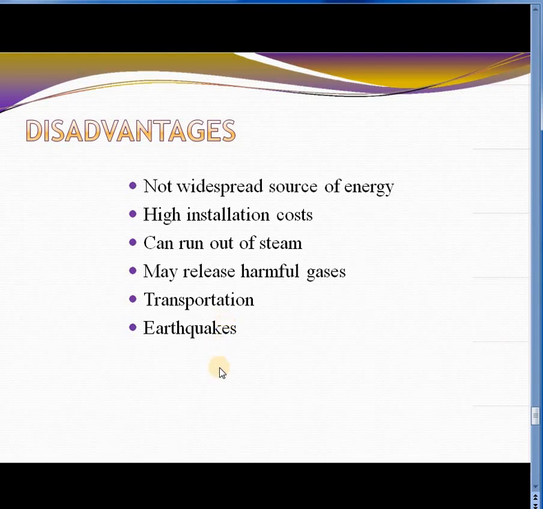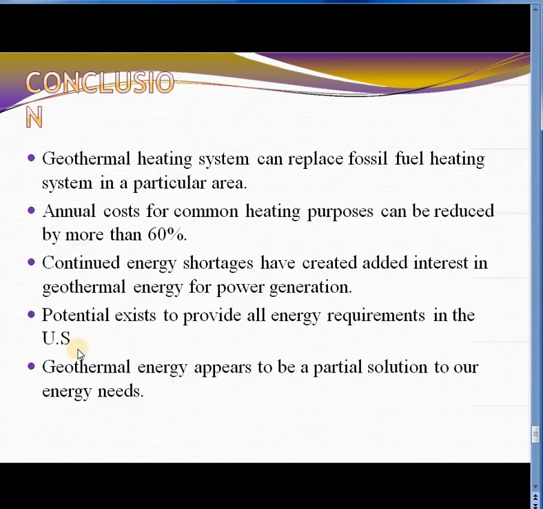There might also be a problem of earthquakes, which might destroy the wells which we are using to extract the water from the earth's surface. Now the conclusion is that the geothermal heating system can replace fossil fuel heating systems in particular areas. The annual cost for this can be reduced by around 60%, and energy can be stored. Geothermal power generation is also high.